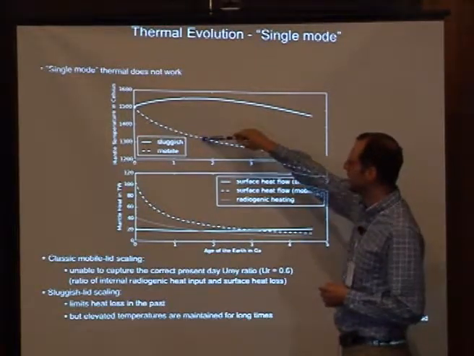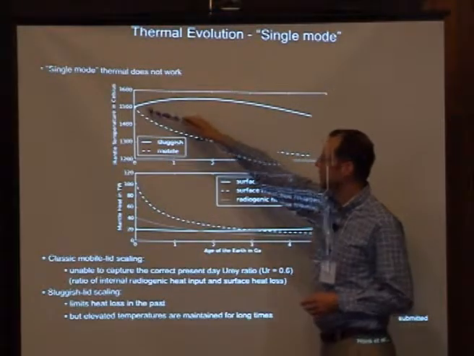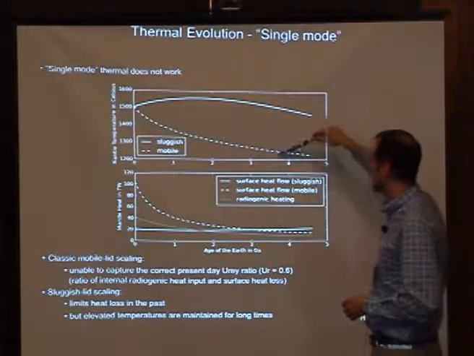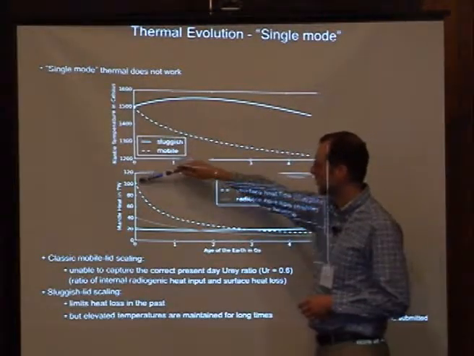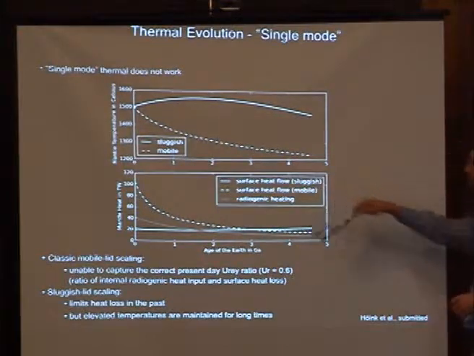Shown here in the dashed line is a classical scaling for mobile lid convection. You start somewhere with a warm internal temperature, and temperatures drop with time. So you lose heat, this is heat loss, this temperature, you lose heat quickly, and then you come up with a value at the end of the day.